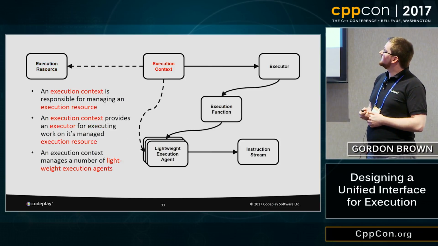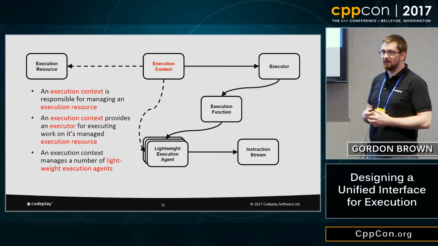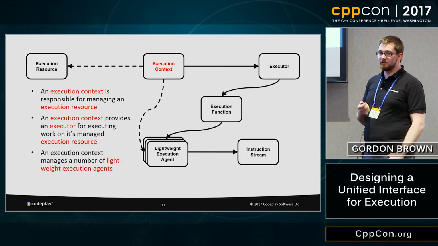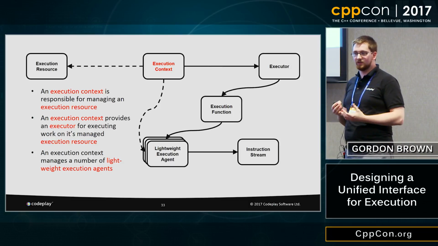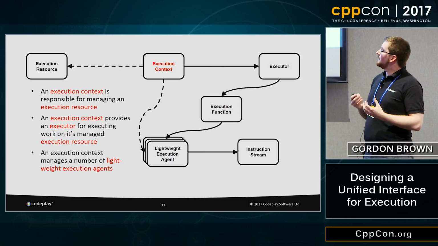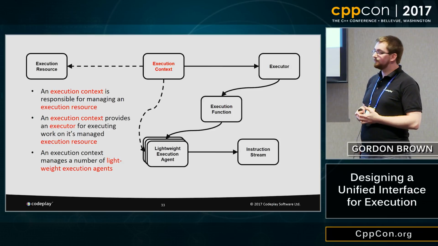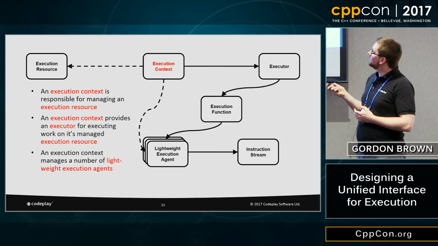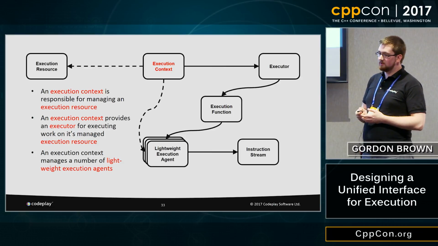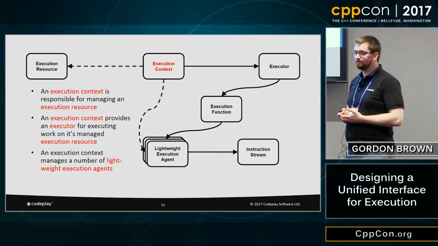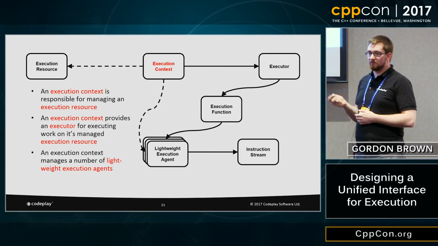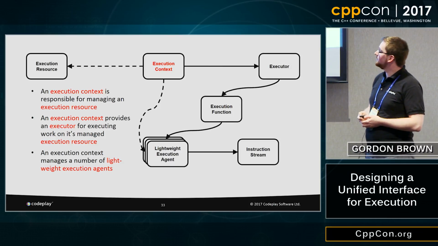The final component that brings everything together is the execution context. The execution context does a few things. Firstly, it's essentially an instance of an execution resource, so it manages an underlying resource. The next thing it does is it's responsible for managing all of the lightweight execution agents that are executing on that resource. And then finally, it provides executors that can be used to execute work on that resource.